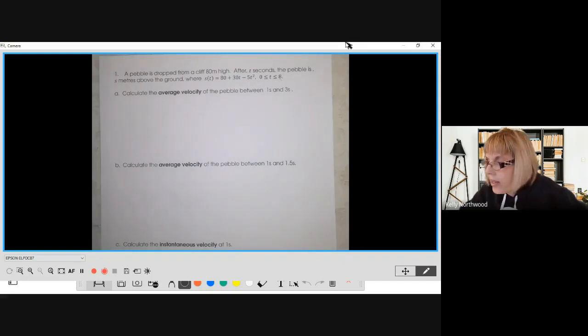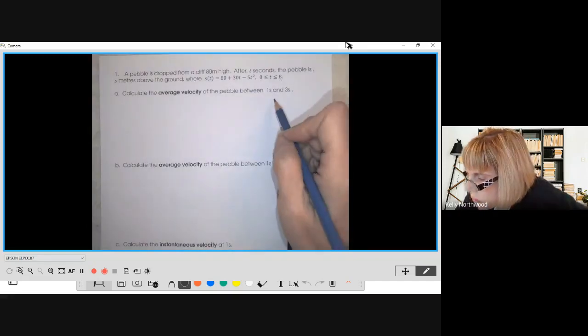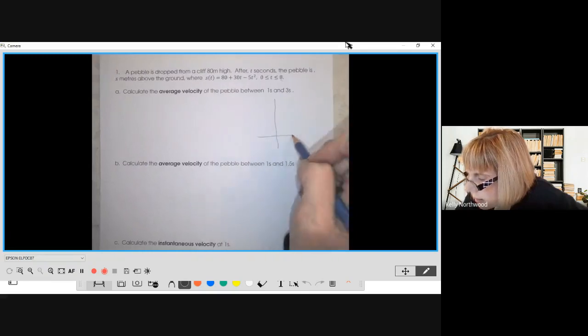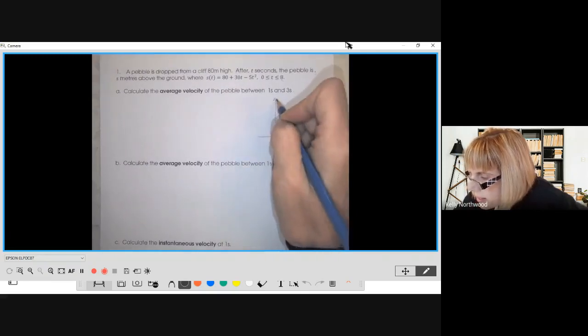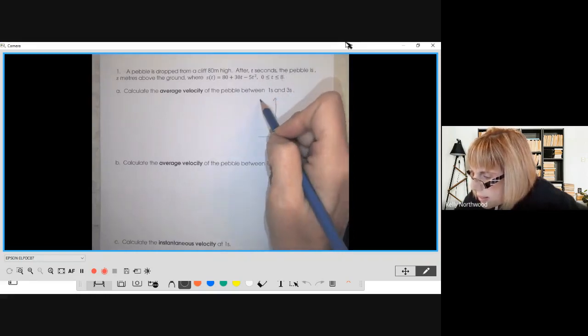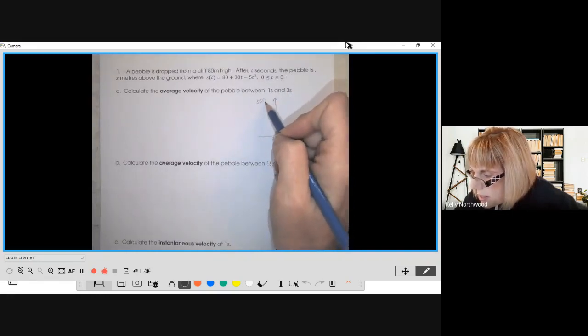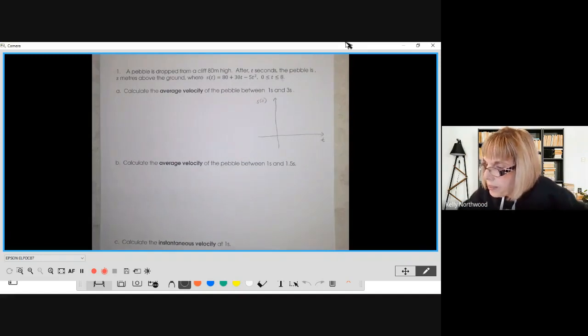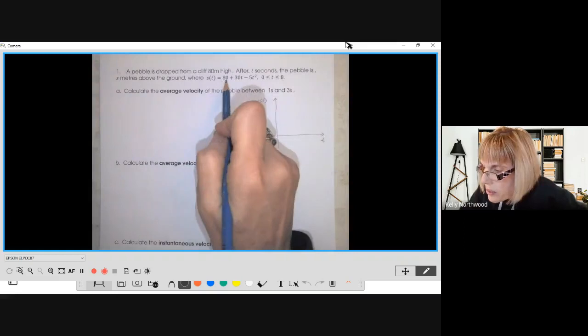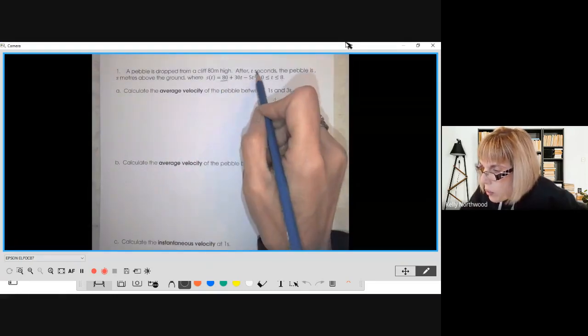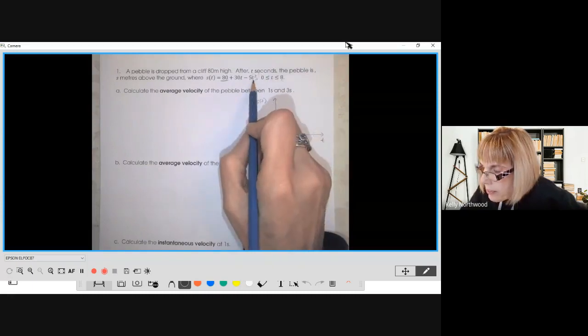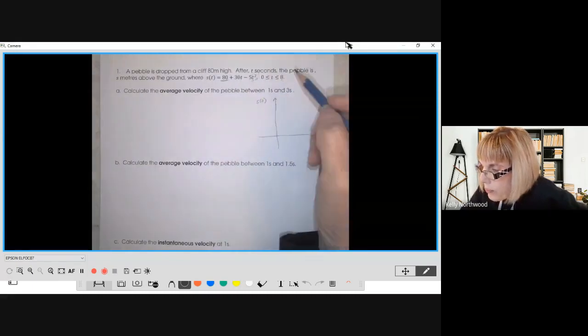The first thing it says is to calculate the average velocity of the pebble between 1 second and 3 seconds. Okay, I really like doing diagrams for questions. So I know time's going to be on this axis, and s, which is position, is going to be on this axis. It says a pebble is dropped from a cliff 80 meters high, and we also see this 80 here is our initial value. We also know it's quadratic because the highest exponent on t is a 2.